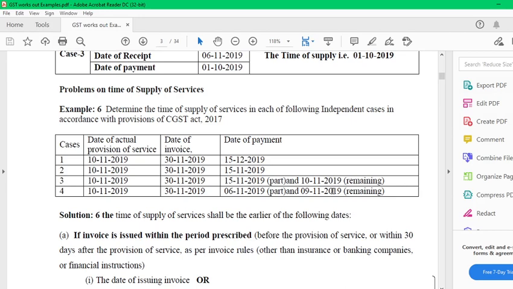The actual provision of the service is 10/11. Therefore, that one month means 10/12/2019. Before that, on 30/11, the invoice is generated. Hence, we are ignoring the date of actual provision of service in this case. We are just comparing these two, 30/11/2019 and 15/12/2019, whichever is earlier. 30/11/2019 is the date of service.